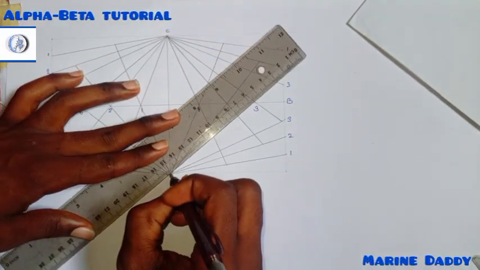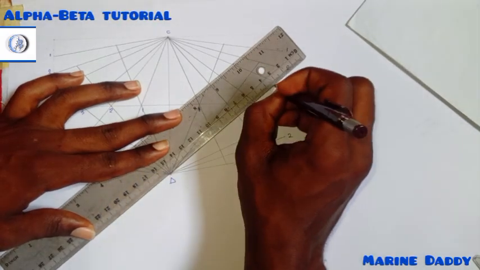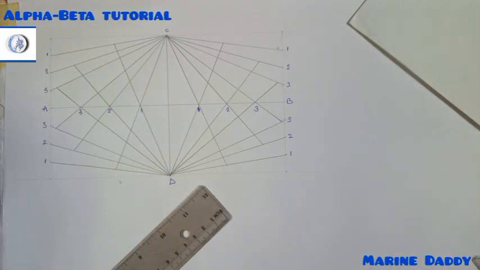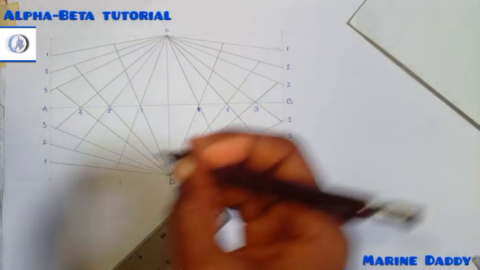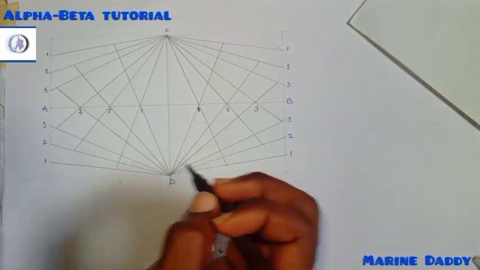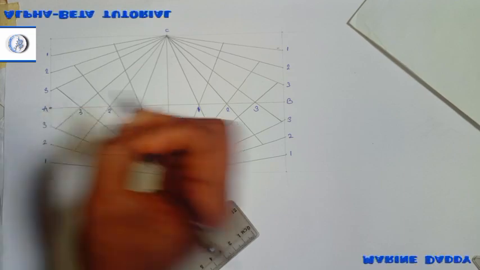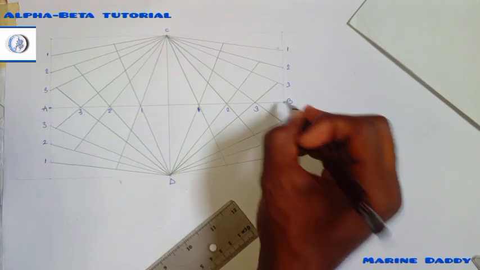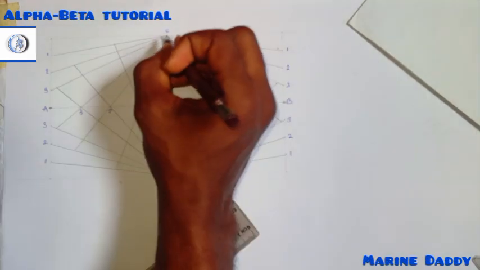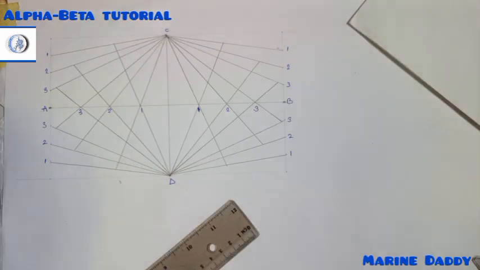D to 3, stop at 3. So with this, you have gotten your point of intersection. And what are these points of intersection? We have letter A, letter B, letter C, and letter D. That's the points at the rectangle.